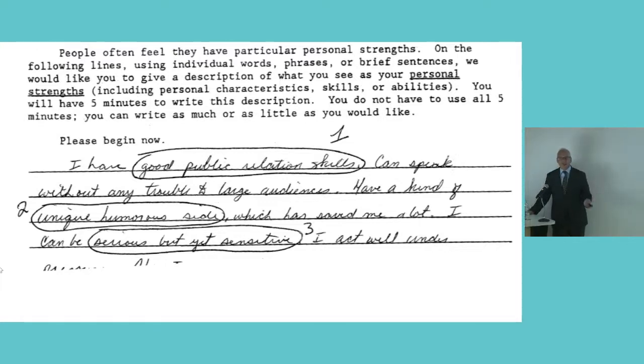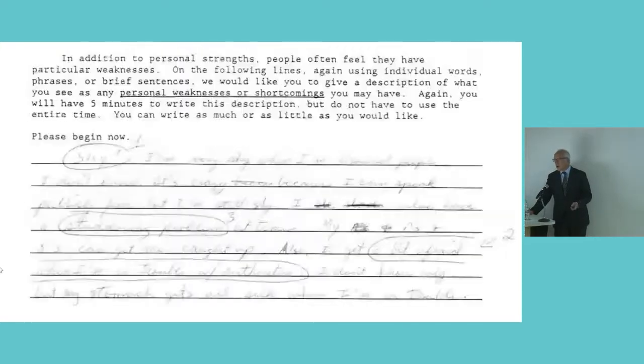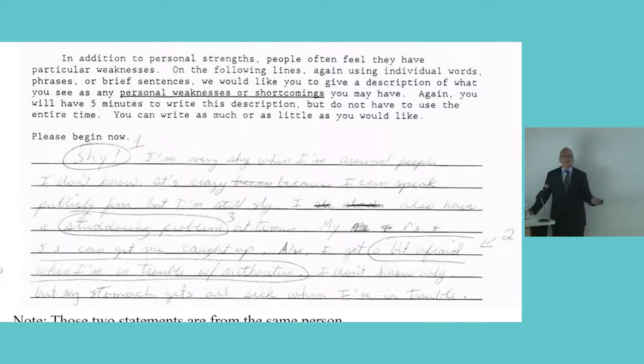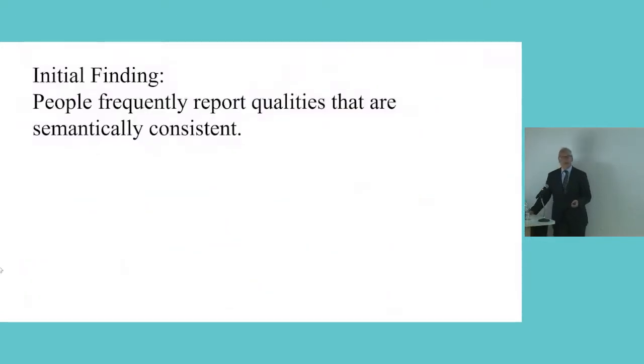I have a good sense of humor. That's not really any of the traits in the Big Five model. Or a person might say, I'm shy when I'm around people. People immediately contextualize stuff. I don't know, it's crazy. I can speak publicly just fine, but I'm still shy. I'm afraid when I get in trouble with authorities. People immediately contextualize things. Those two statements are from the same person. The person who had good public relations skills is shy. That happens a lot. In a sense, that's the initial finding.